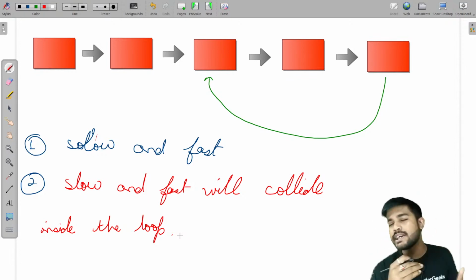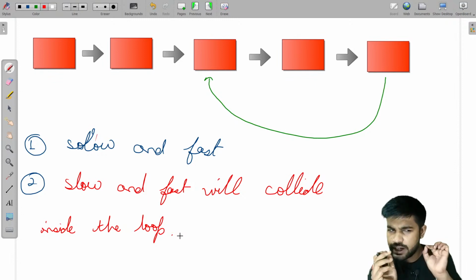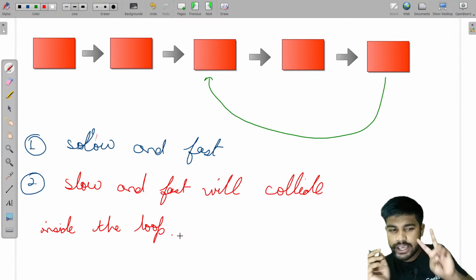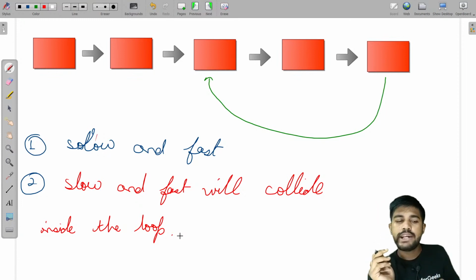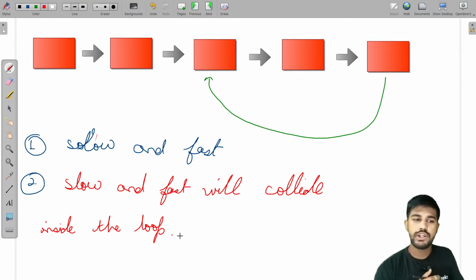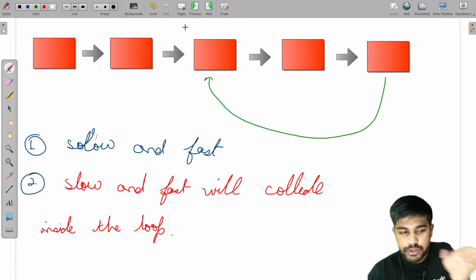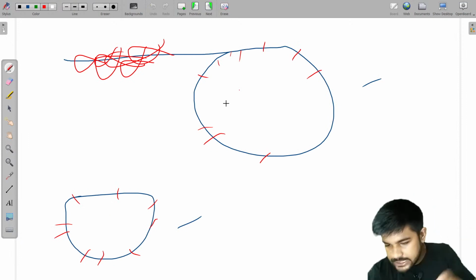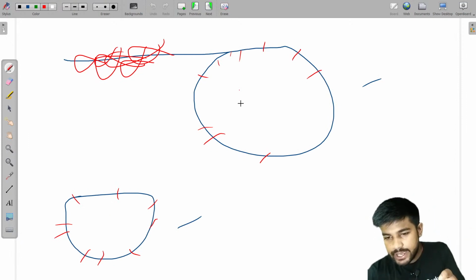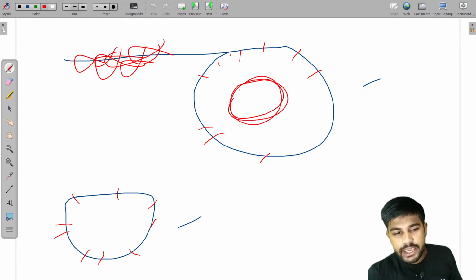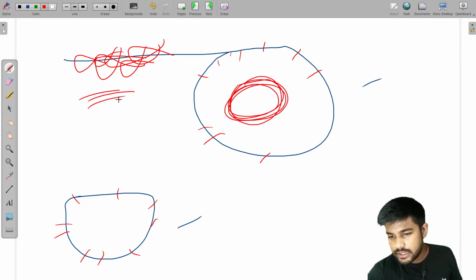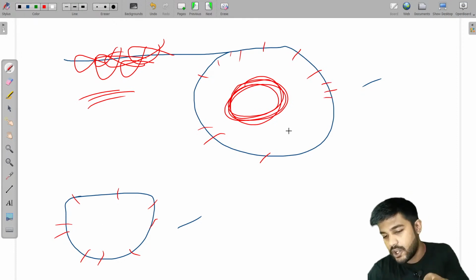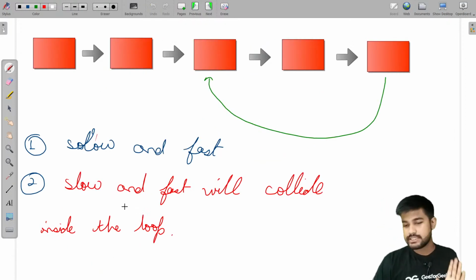Now try to think of our solution. Now the solution is a little bit clear. I gave you two hints. Now try to come up with a solution. Tell me how we can do it. I am telling you that they would collide inside the loop. जो स्लो एंड फास्ट पॉइंटर आएंगे वो चक्कर कहाँ लगाएंगे, सर्कल के ना. So they would keep circling here only, they won't circle outside. That's why they would collide at this point only, inside the circle only, not outside the circle. That is a fact.